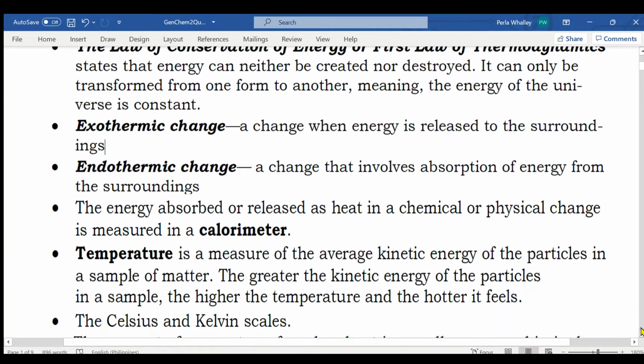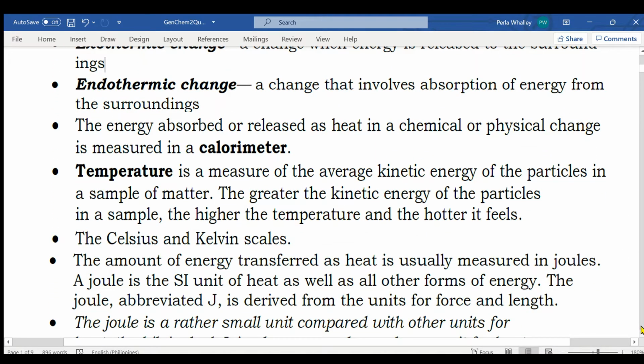The energy absorbed or released as heat in a chemical or physical change is measured in a calorimeter. Temperature is a measure of the average kinetic energy of the particles in a sample of matter. The greater the kinetic energy of the particles in a sample, the higher the temperature and the hotter it feels. The Celsius and Kelvin are the units used for temperature.